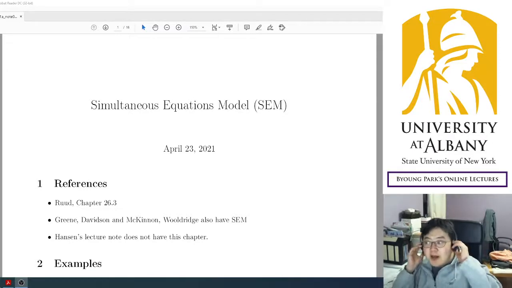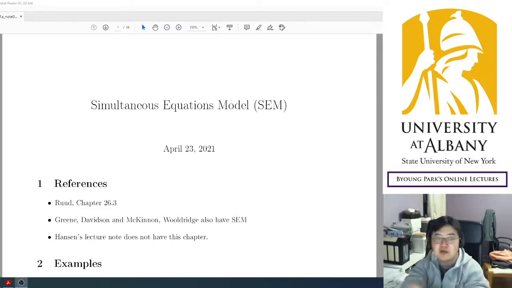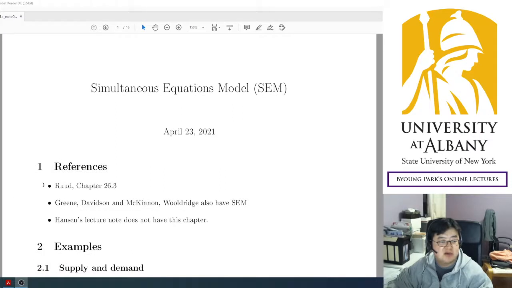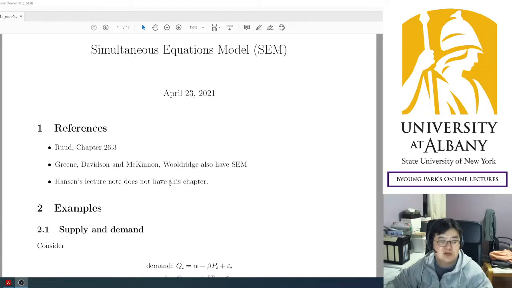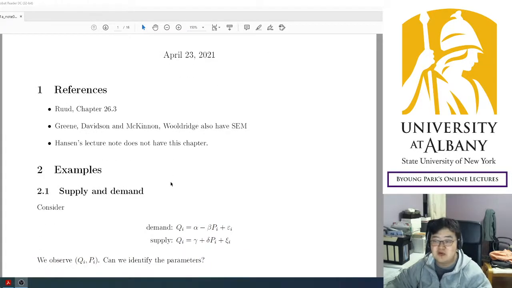Hello. Today we are going to start a new chapter about the simultaneous equations model, usually called the SEM. The references for this chapter are also Wooldridge and Greene, and like I say, almost any textbook has a SEM chapter, so you may use them. They may differ a little bit, but the idea is of course the same.